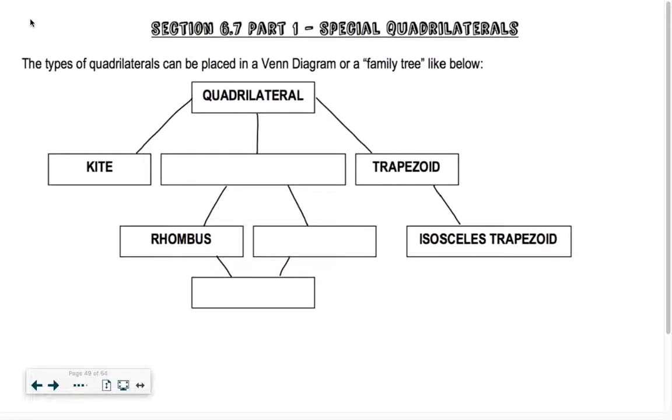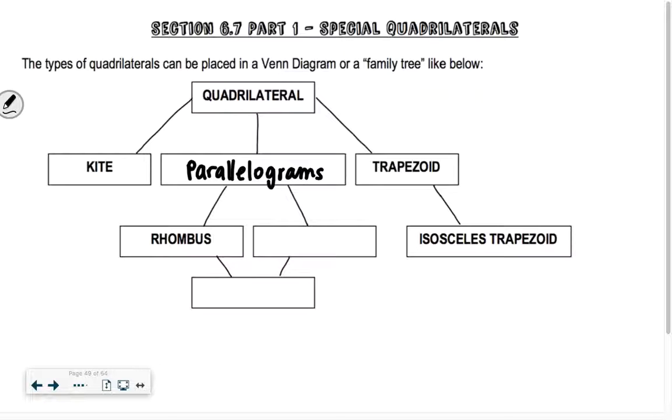So first we have quadrilaterals, and quadrilaterals break into parallelograms, or kites, or trapezoids. Those are the three different types of quadrilaterals that we talk about. We also have generic quadrilaterals that aren't any of those, right?